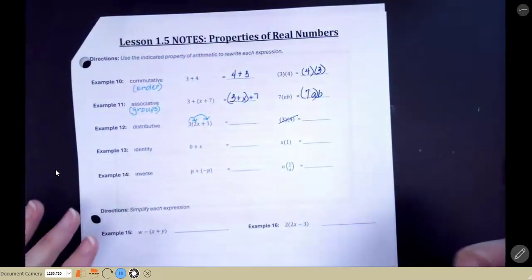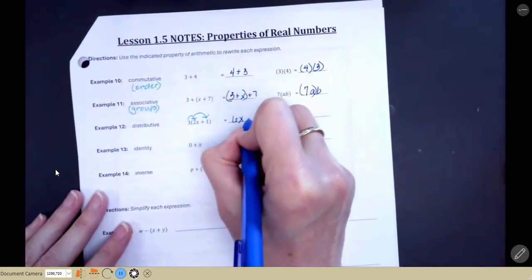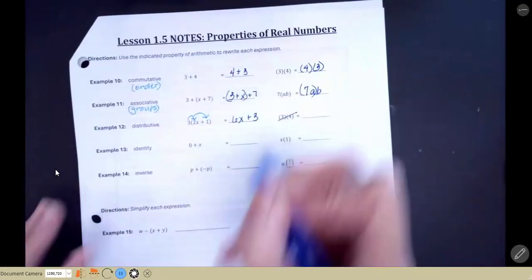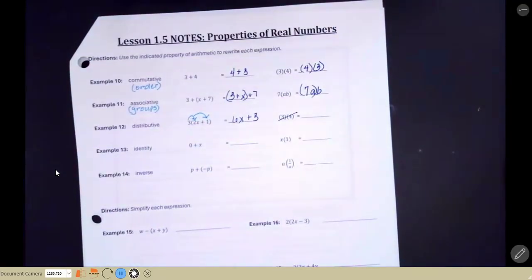And then when you're done, check for the answer up here. Okay. And so when it asks for the distributive property, that's what you're going to do.